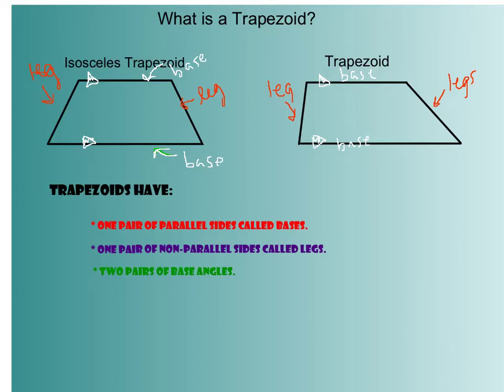And then the very last thing we have is 2 pairs of base angles. So let's label all of our angles. These angles would be a pair of base angles, and these angles at the top would be a pair of base angles. So these would be base angles, and the ones at the bottom would be base angles.